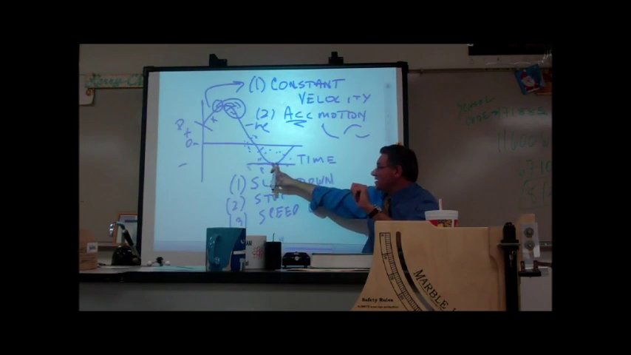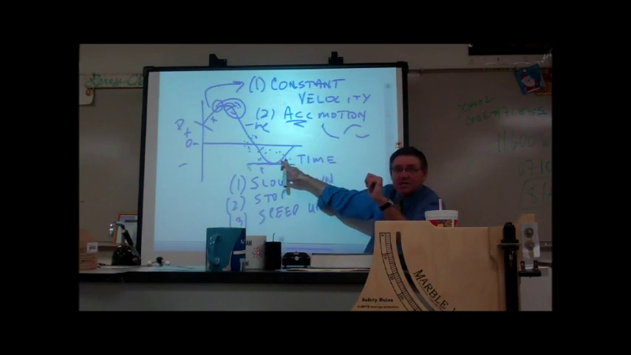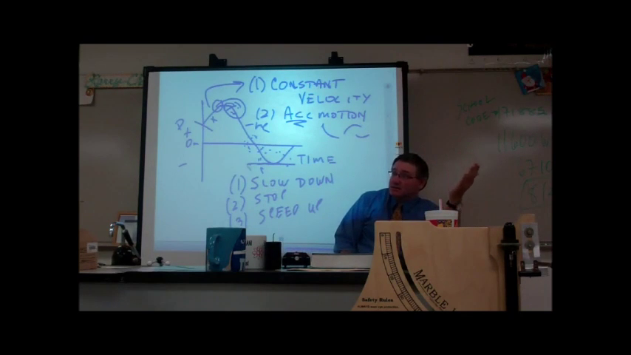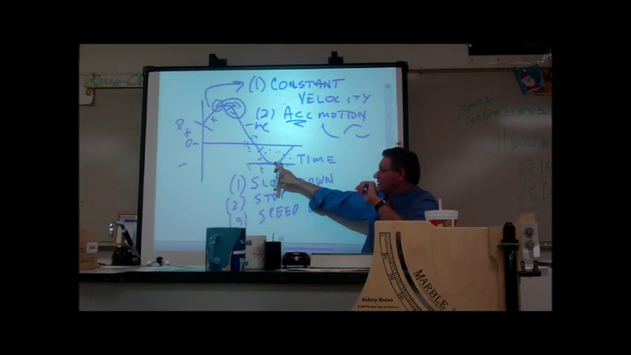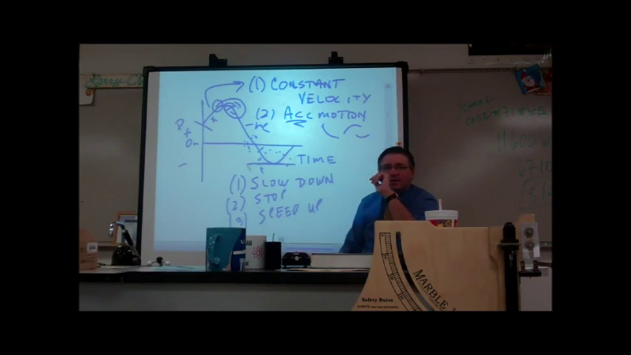Then that line starts to get more steep, which indicates that it is accelerating and you're speeding up. So here you're slowing down, here you're stopped, here you're speeding back up. Got it? Good. Fantastic. And it has to go in this sequence.